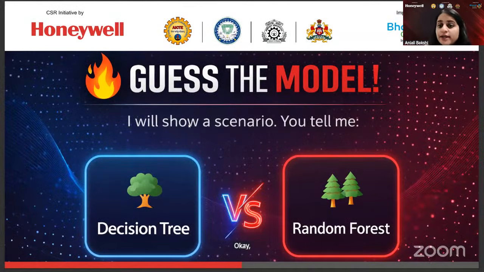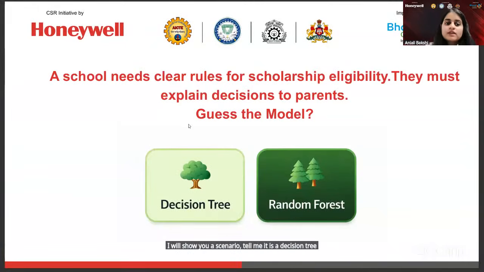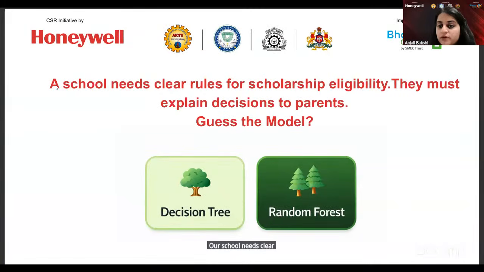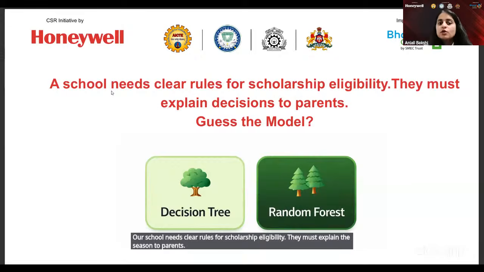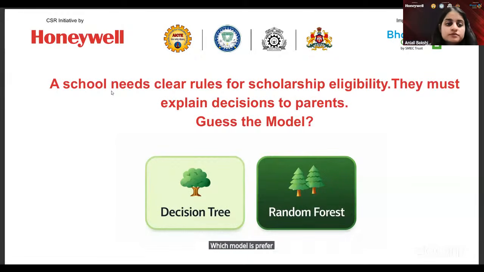Okay, so we are on the last activity of today. Guess the model for today. I will show you a scenario. You tell me if it is a decision tree or random forest. A school needs clear rules for scholarship eligibility. They must explain decisions to parents. Guess the model. Which model is preferred here? Decision tree or random forest?